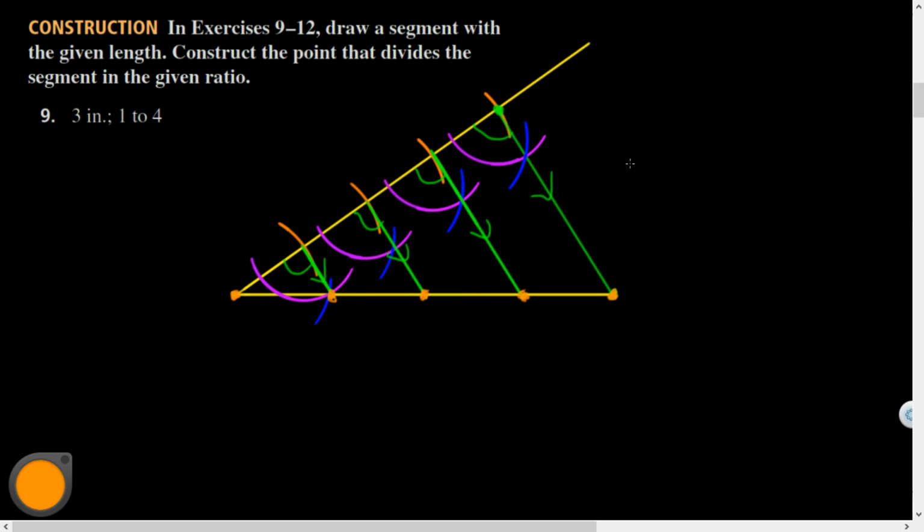All right, so kind of a weird construction, but I think it looks really cool with the colors.